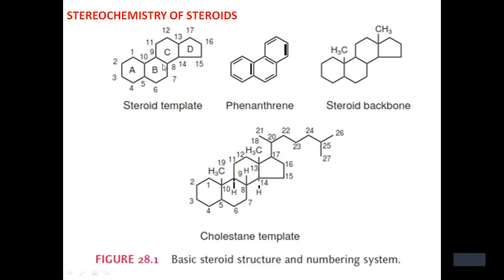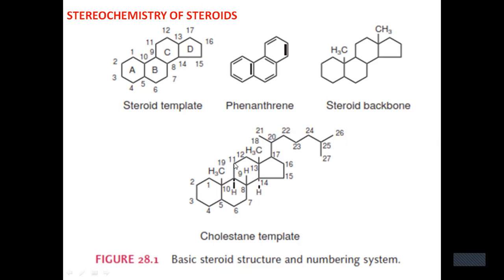Because perhydrophenanthrene means completely saturated phenanthrene ring, and it is fused with the cyclopentane ring. Okay, the numbering starts like this: 1, 2, 3, 4, 5 from A ring, 6, 7, 8, and this is 9, and 10 from B ring. Of course, 5 and 10 are the junction of A and B.